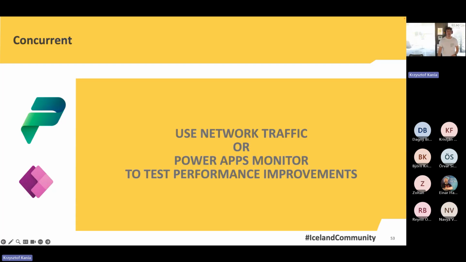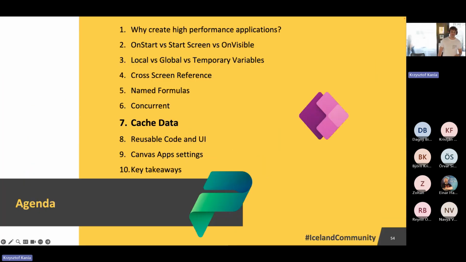So how can we check if we gain anything with Concurrent, or how long it takes to get our data? For that, I would recommend using network traffic in the developer tools of the browser that we are using, or we can open Power Apps Monitor and test with it, which is available to us as developers. It's straight from Microsoft. And there we can test our performance. We can check functions by clicking on the app and looking at what's happening in the background.